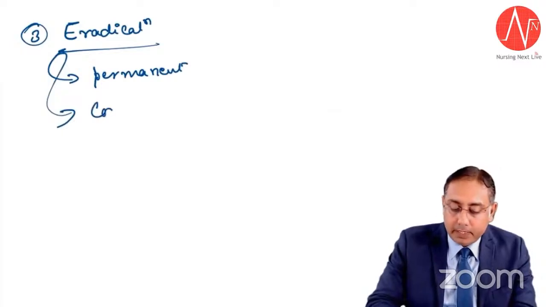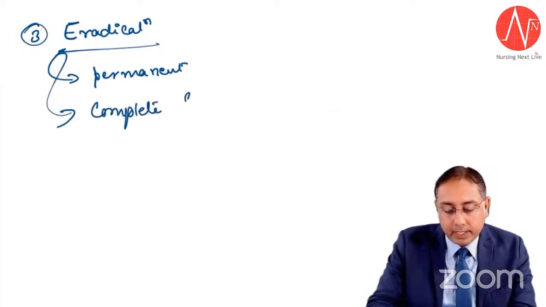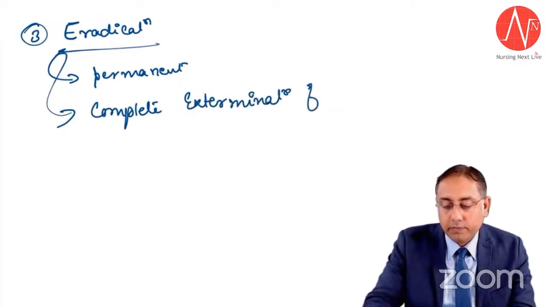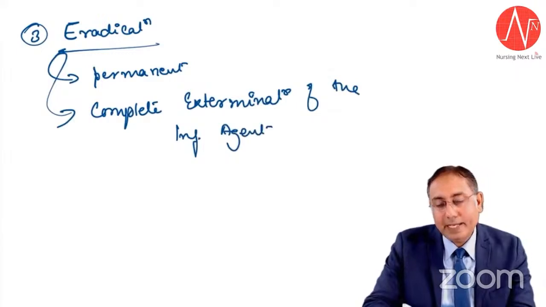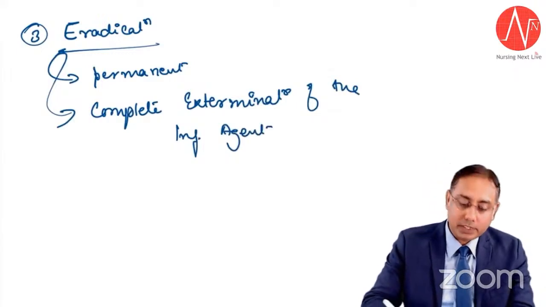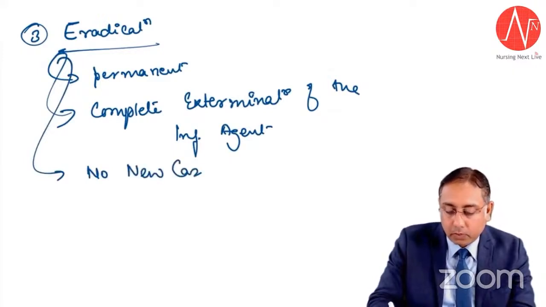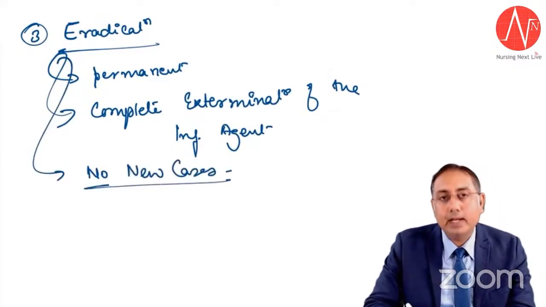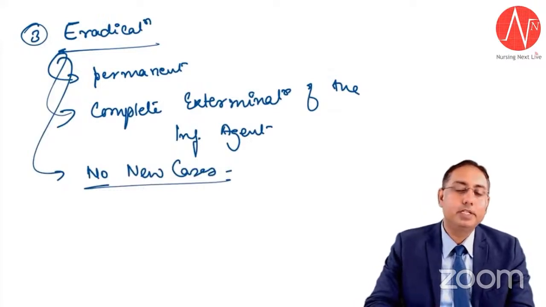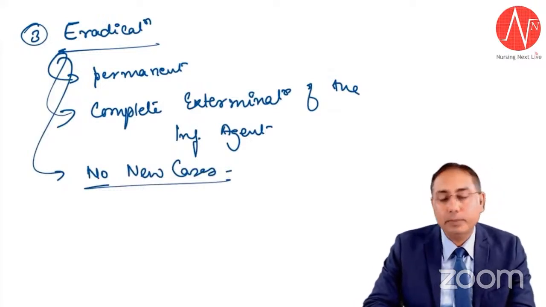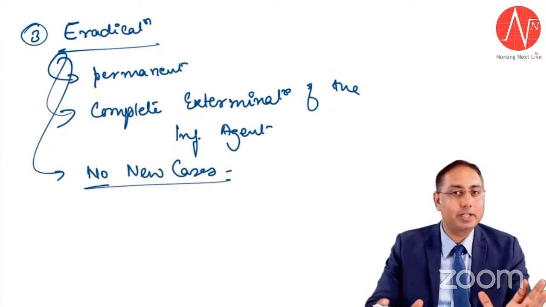Eradication means complete extermination of the infectious agent. So complete extermination of the infectious agent. Will there be new cases? Obviously there are no new cases. Common sense. And there is complete extermination of the infectious agent. It is usually a permanent phase. This is what eradication is.